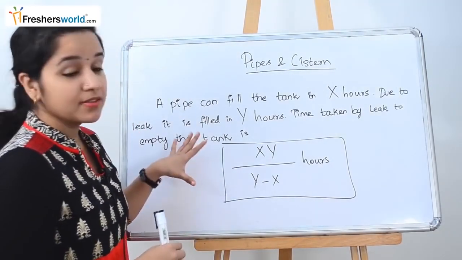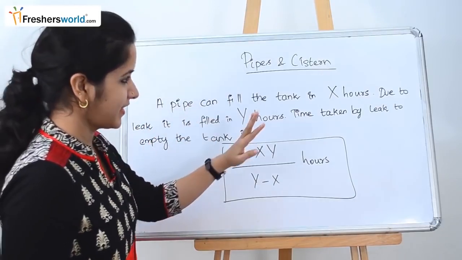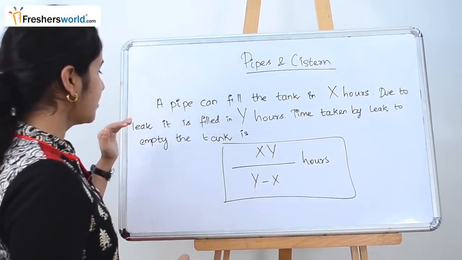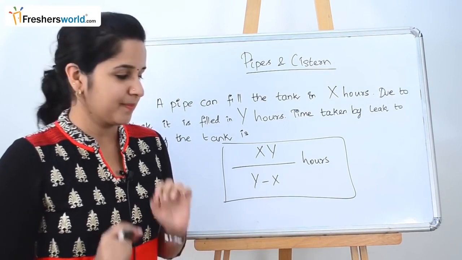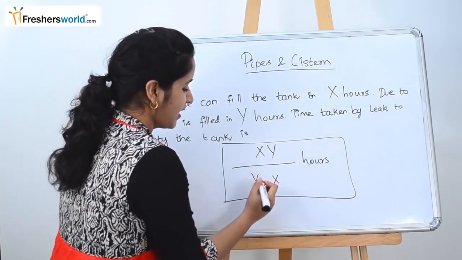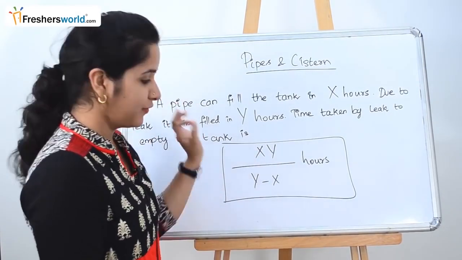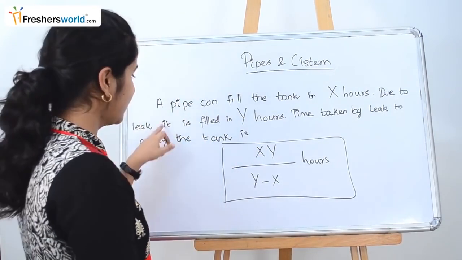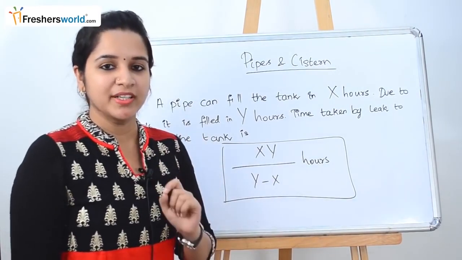This is the first concept. The type that you can face here is: a pipe can fill the tank in X hours, due to some leakage it is filled in Y hours, find the time taken by the leak to empty the tank. This is a very common type of problem in aptitude exams. The easiest formula to remember is xy divided by y minus x hours. X is the number of hours taken by the pipe to fill the tank, and y is the number of hours taken to fill the tank with the leakage. So let's solve a problem to understand this concept better.